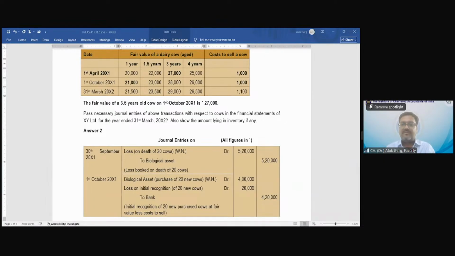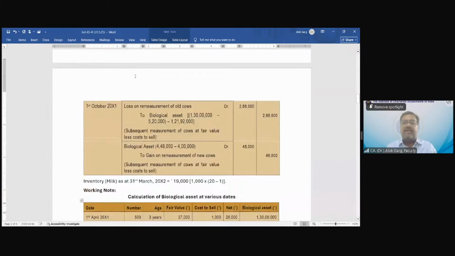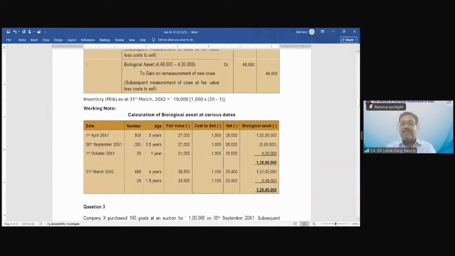Very good. So this table will clear everything. On 1st April, we had 500 cows. The age was 3 years. Fair value was 27,000. Cost to sell is 1,000. 26,000 is the net value. So my initial opening balance of the cow was 1 crore 30 lakh.